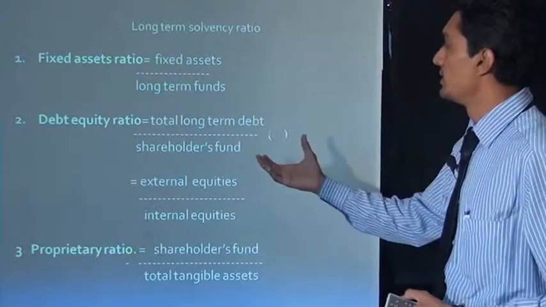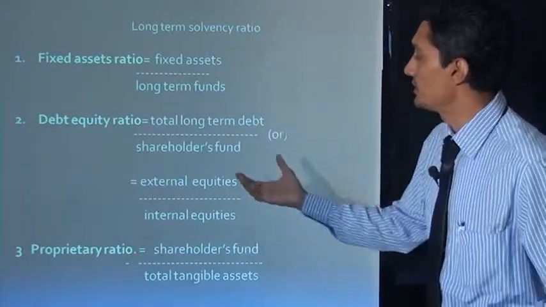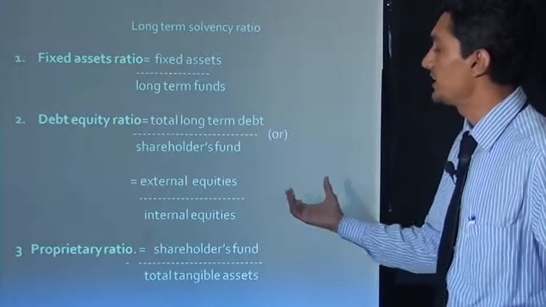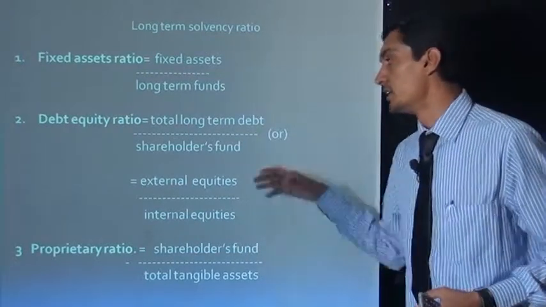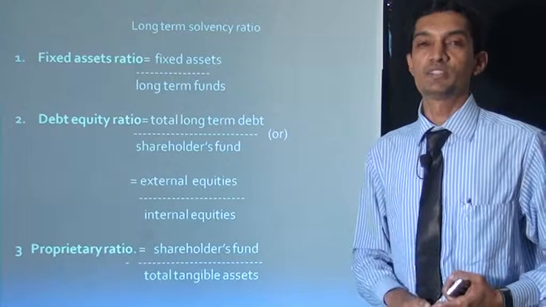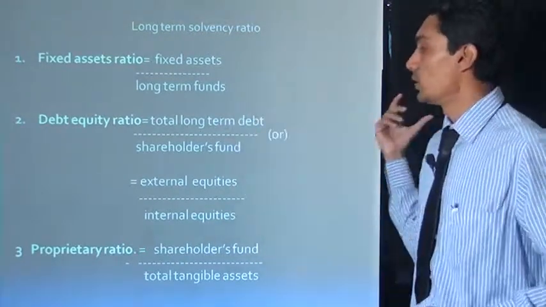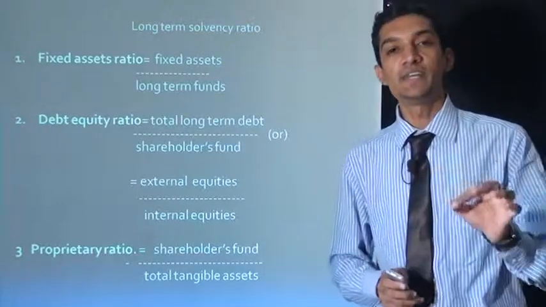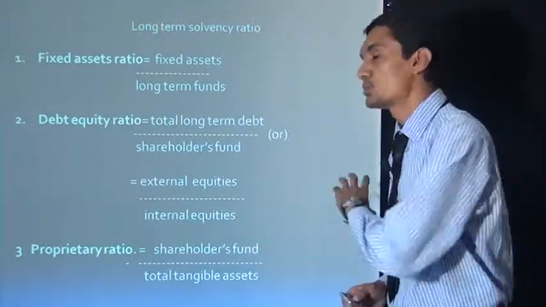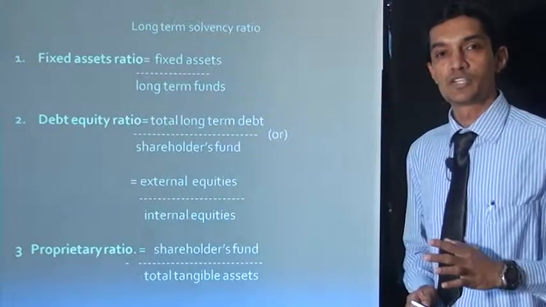What is debt equity? Total long term debt divided by shareholder funds, or external liquidity minus internal liquidity. Total long term funds means all funds like equity, preference shares, term loans and debentures, all of which are long term. Shareholder funds are only the equities. So that is the debt equity ratio.